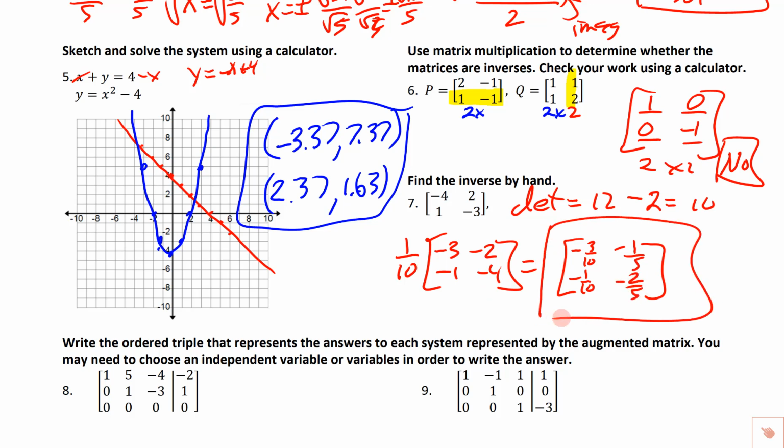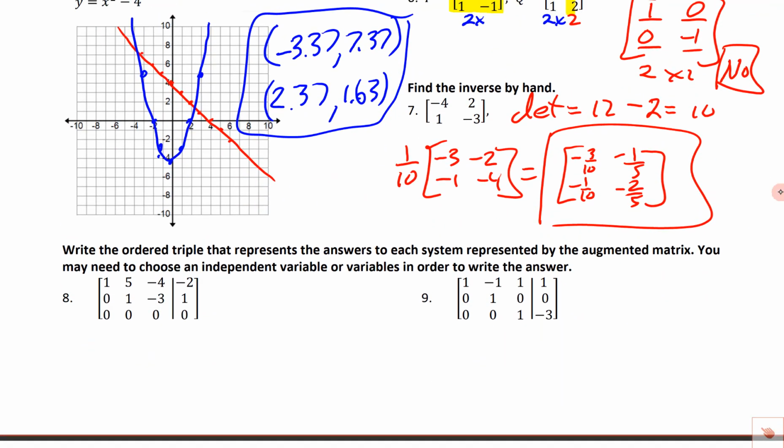Again, pretty quick. Don't even need a calculator on this. So if you want to check your calculator on both of these, you're welcome to, but not necessarily required. Let's come down here, and it says write the ordered triple that represents the answers to each system in the augmented matrix. And you might need to choose an independent variable or variables in order to write the answer.